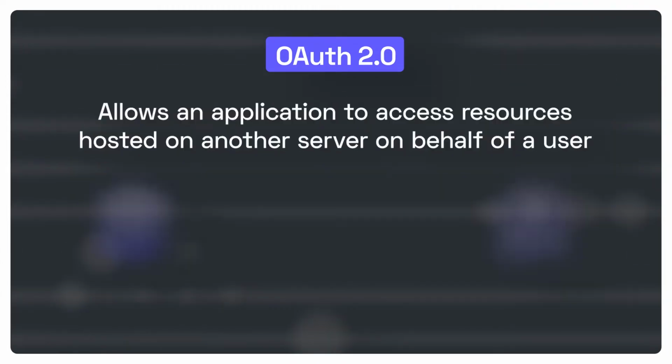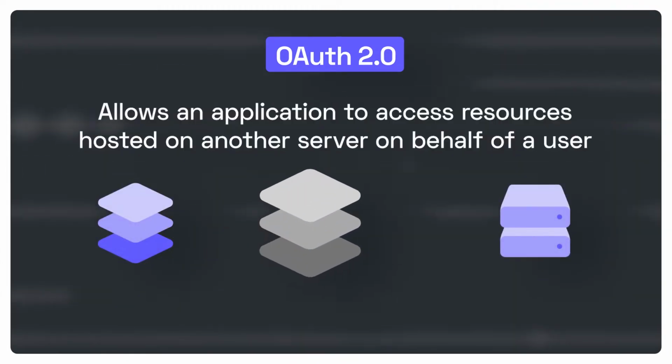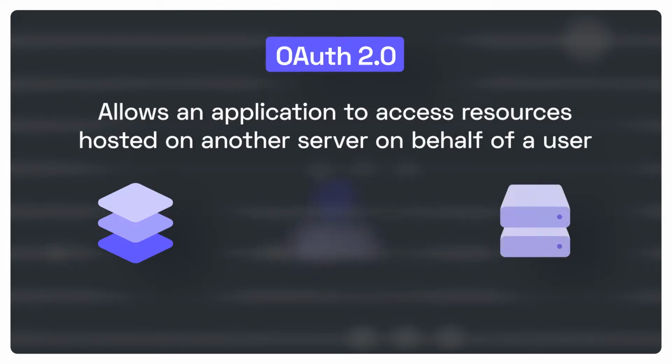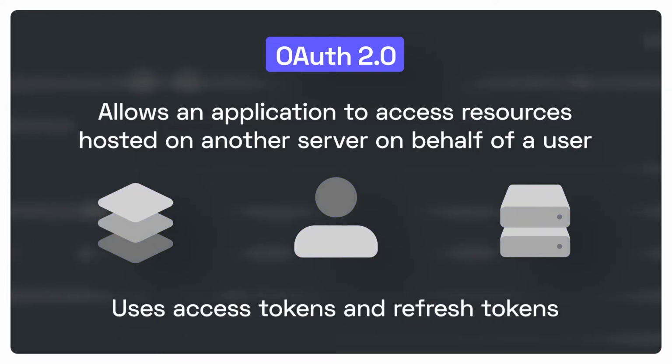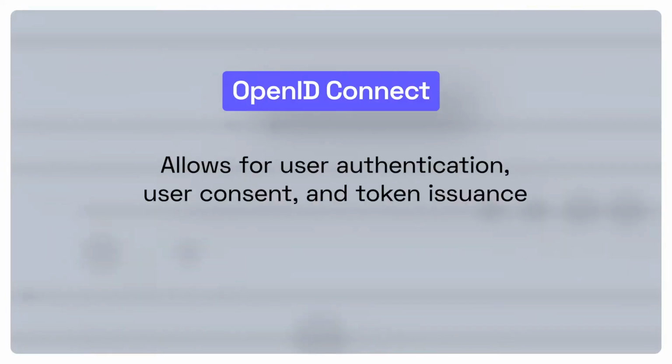For example, we use OAuth 2.0 for authorization and OpenID Connect for authentication. OAuth 2.0 allows an application to access resources hosted on another server on behalf of the user. OAuth 2.0 uses access tokens and refresh tokens. OpenID Connect allows for user authentication, user consent, and token issuance. OpenID Connect uses ID tokens.